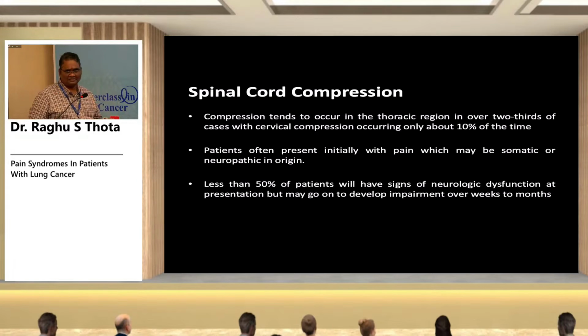Spinal cord compression, as everyone knows: with metastatic bone pain, if there is a compression wedge-like fracture, especially in the posterior element of your vertebral body, it may cause spinal cord compression. It occurs only about 10% of the time. It's not very common, but it happens. They often present initially with pain, which may be somatic or neuropathic in origin, and less than 50% of patients will have signs of neurological dysfunction at presentation, but may go on to develop impairment over weeks to months if it is not taken care of.